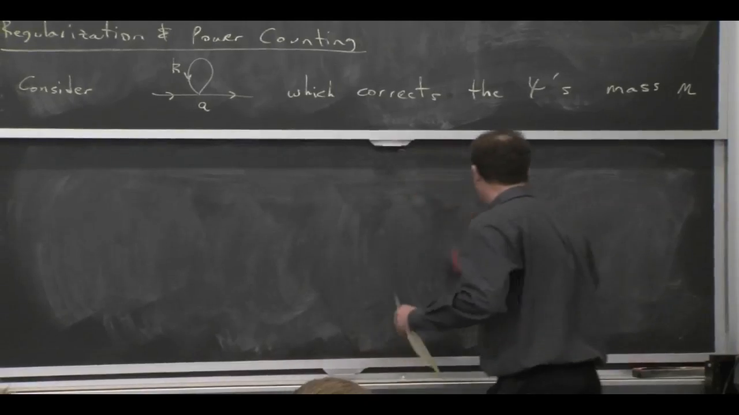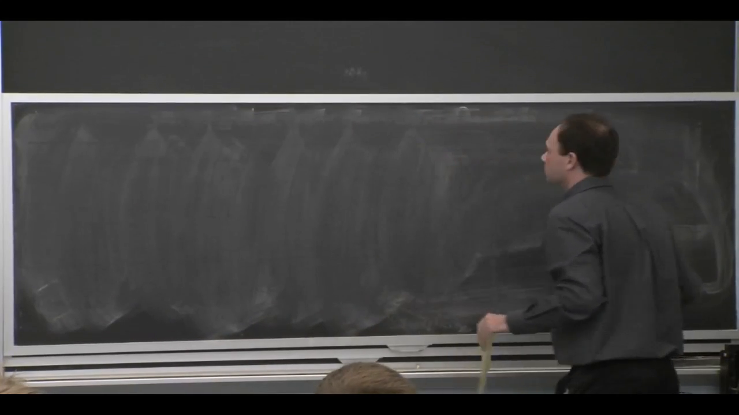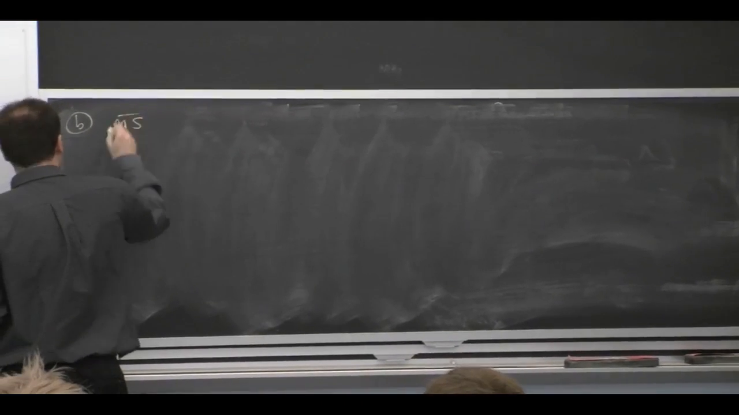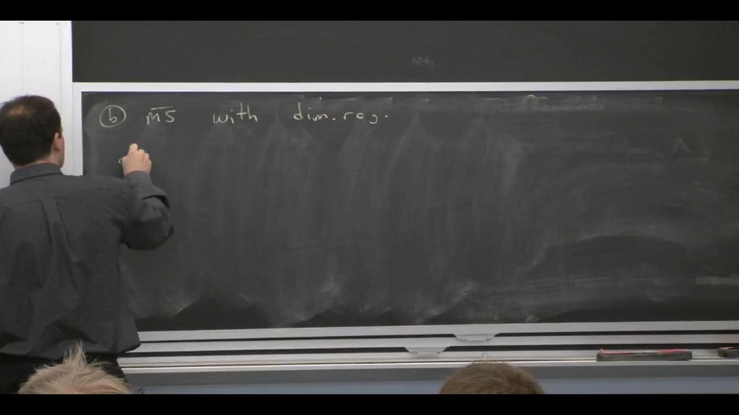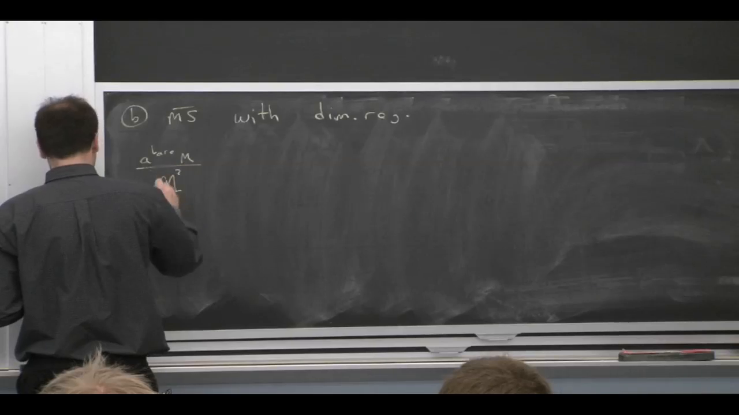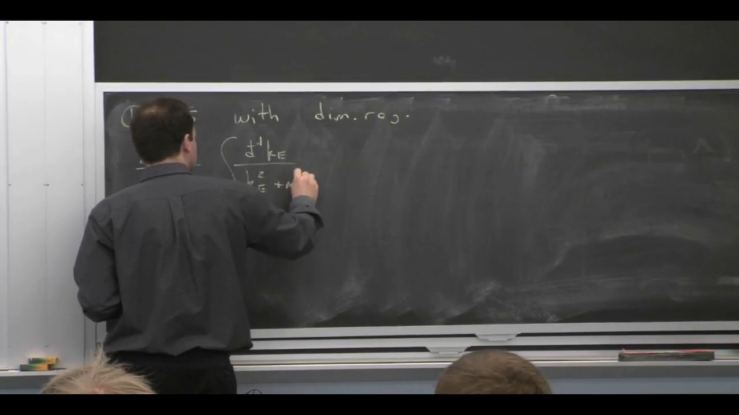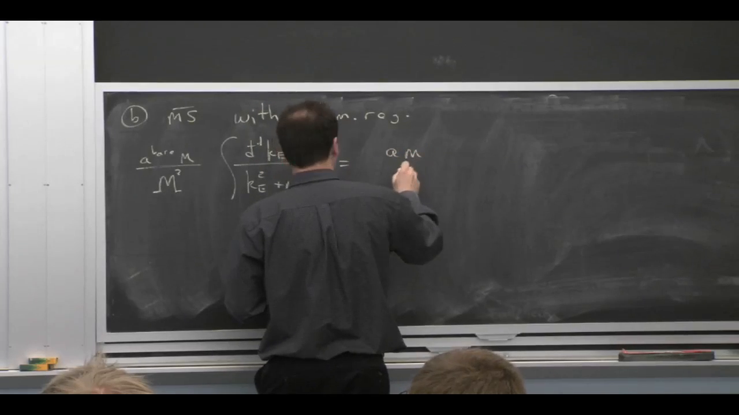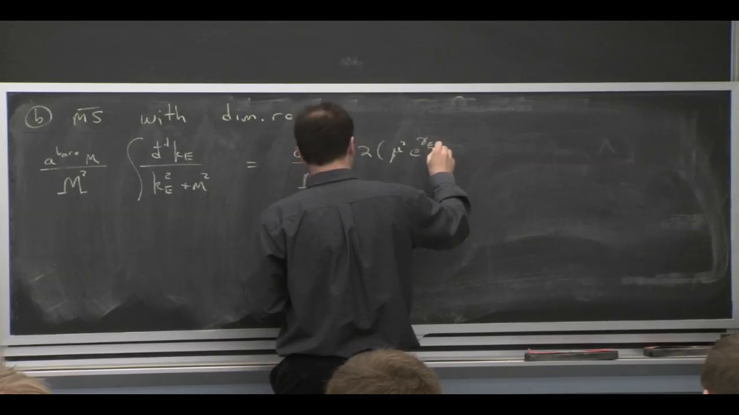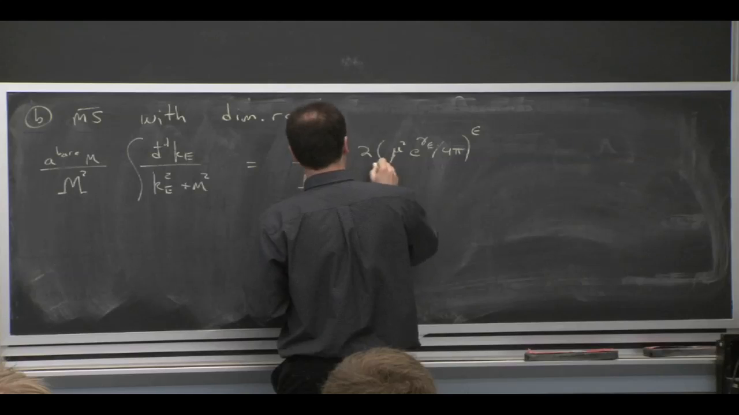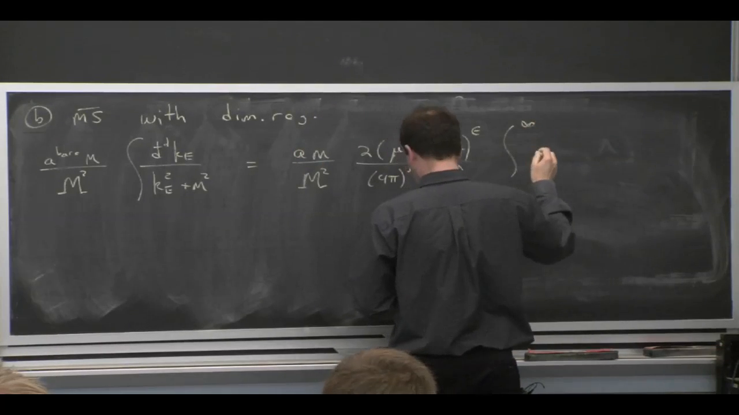So let's do it with a different regulator, which is dimensional regularization. Let's see what happens. Using the MS bar scheme, same calculation. So again, split it into radial and angular parts. And I'll give you formulas for doing something like that, but I won't write them down in lecture. Actually, I think I will write one down a little later, but I'll give you a more complete set as a handout.